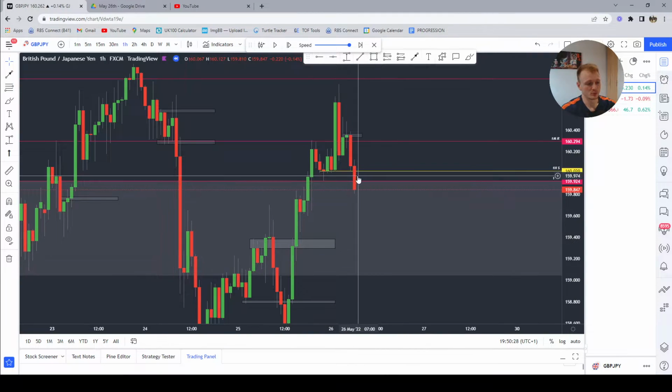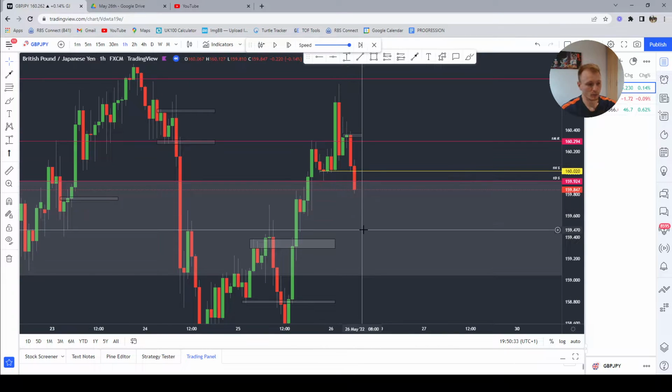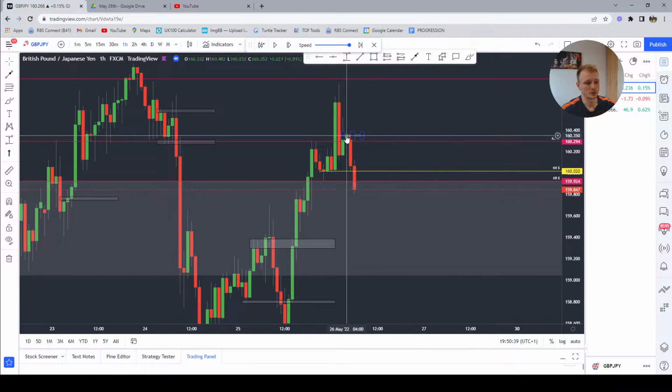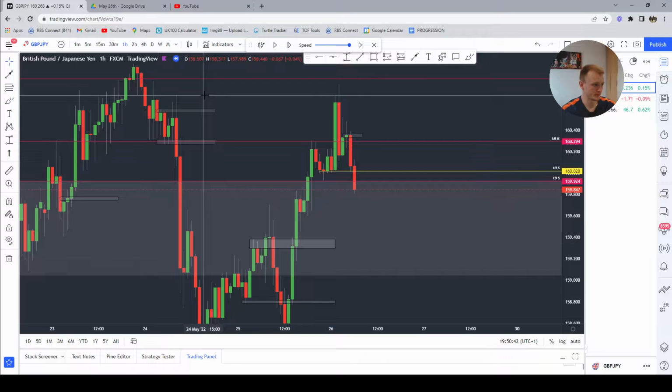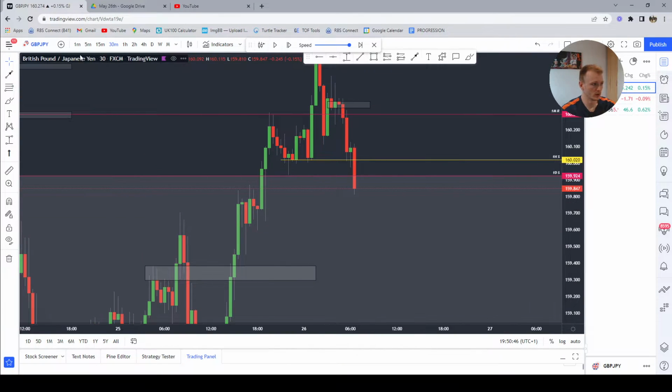What I would be looking for is price to sort of respect this area and come back down. If we start to close back above and then we start to hold support above here, price could potentially push up to test sort of the Asian range again. But if I just drop the 30-minute time frame, that's how we're looking.